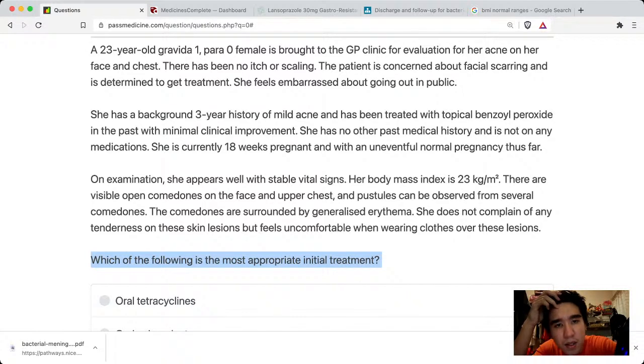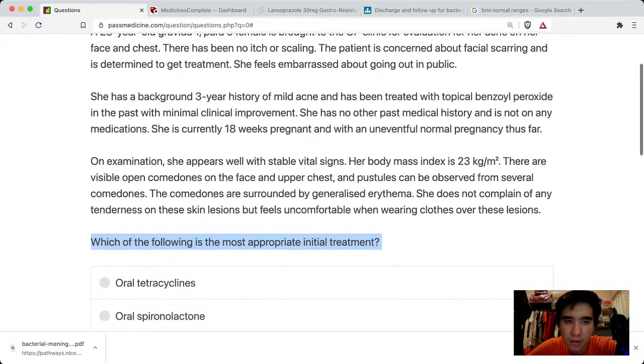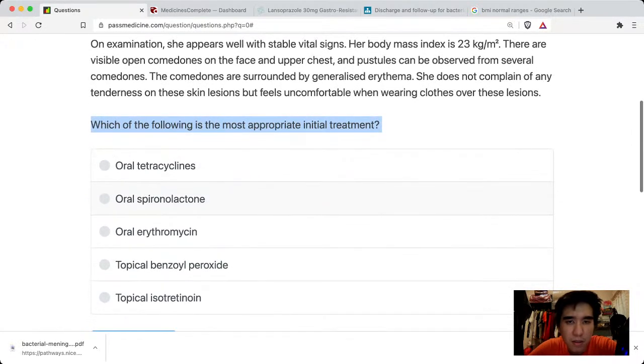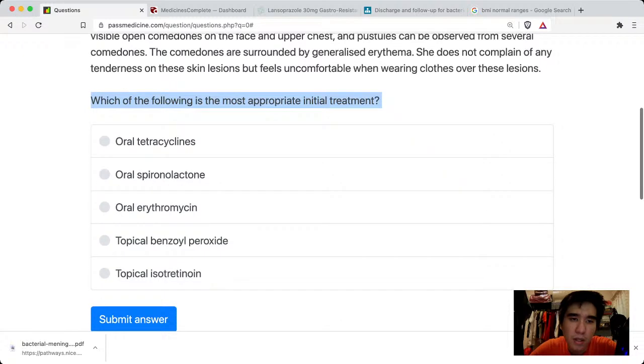Three years of mild acne. Pustules. Generalized erythema. Is it still mild or is it already moderate? And what is the initial treatment?